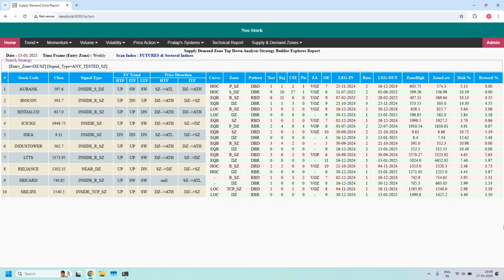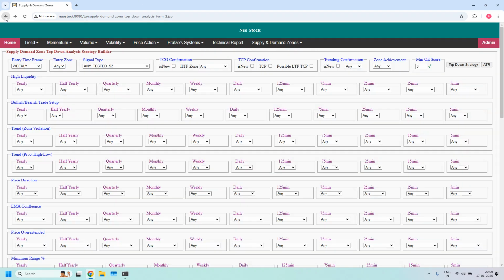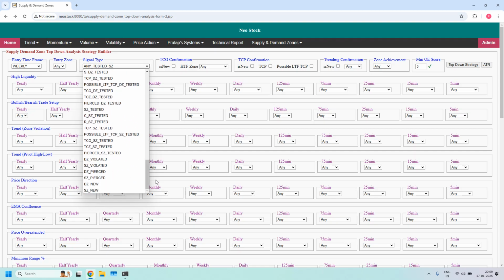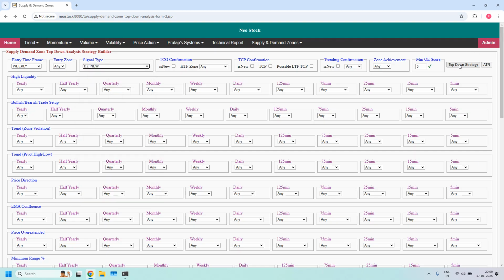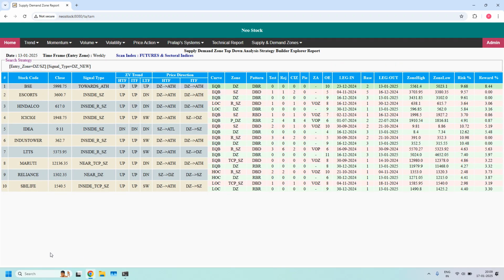Okay, next we will find newly created weekly zones. For weekly time frame, let us find newly created weekly demand zones. The stocks having newly created weekly demand zones. So these 10 stocks are having newly created weekly demand zones.